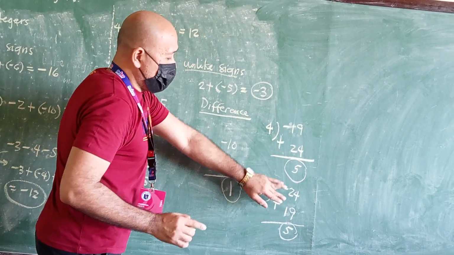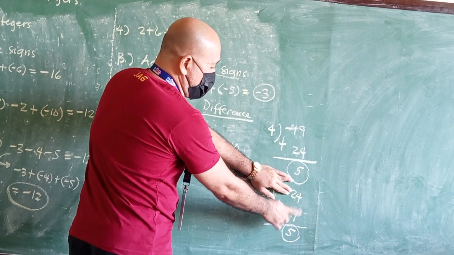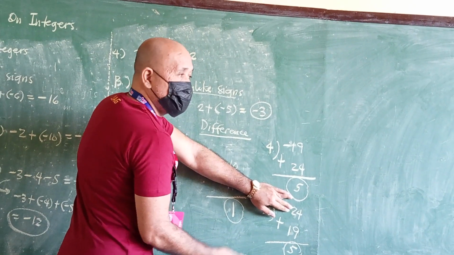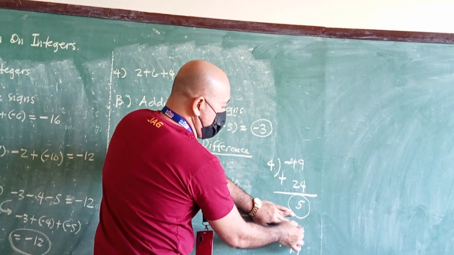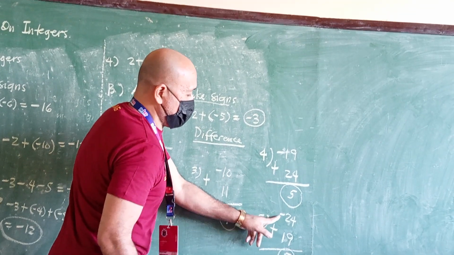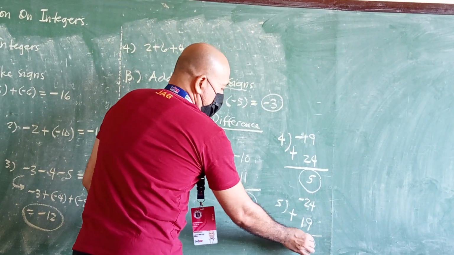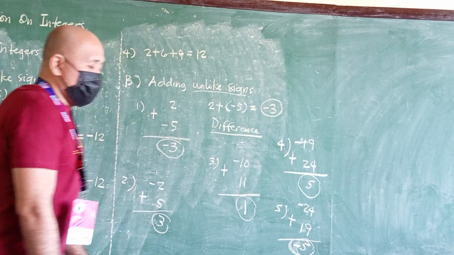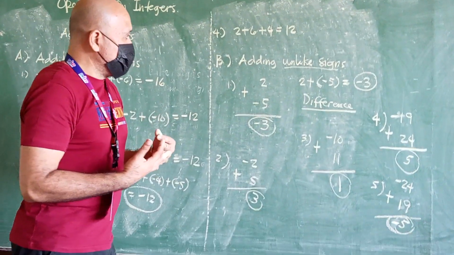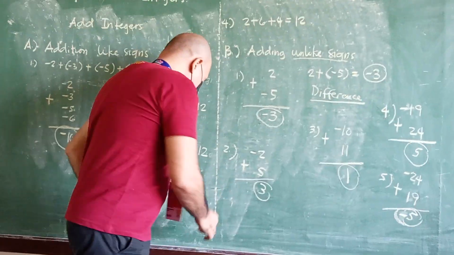Then after that, compare the two integers now. Which one has bigger absolute value? Obviously 24 has bigger absolute value. And since the original sign of the 24 is negative, you consider that your answer is negative 5. So that's it. That's how you add two integers with unlike signs.